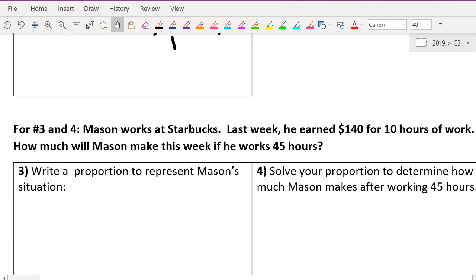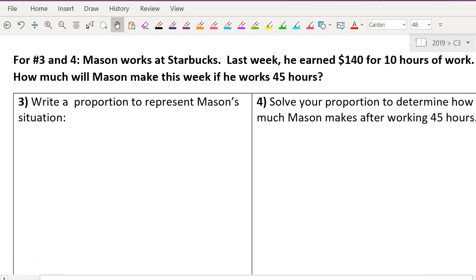All right. Mason works at Starbucks. Last week, he earned this much money for 10 hours of work. So I'm already thinking 140/10. That's what I'm thinking. 140/10. And since we have dollars over hours, it has to stay the same on the right side.